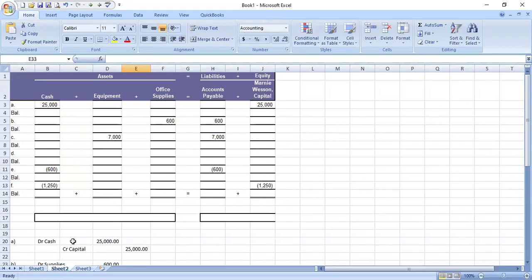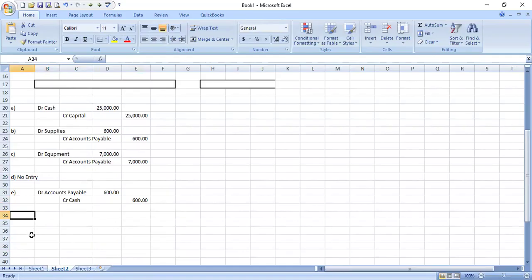And the last thing that is left is the withdrawal. On the withdrawal, something went out. What went out? Cash goes out. Debit will be owner's withdrawal account, and on the other side will be credit cash, which will be exactly the same, $1,250 and $1,250. Make sense? Excellent.